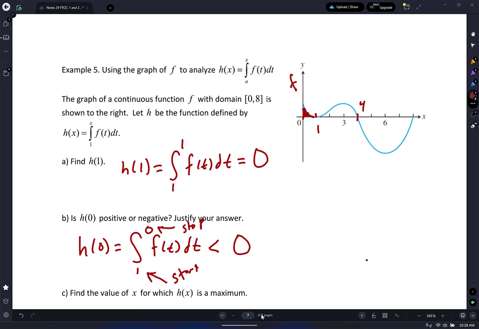When what happens? When what changes? When something changes from positive to negative. What is that something? When does f have a max? I'm not even talking about this. When does f have a max? When f of x goes from positive to negative.